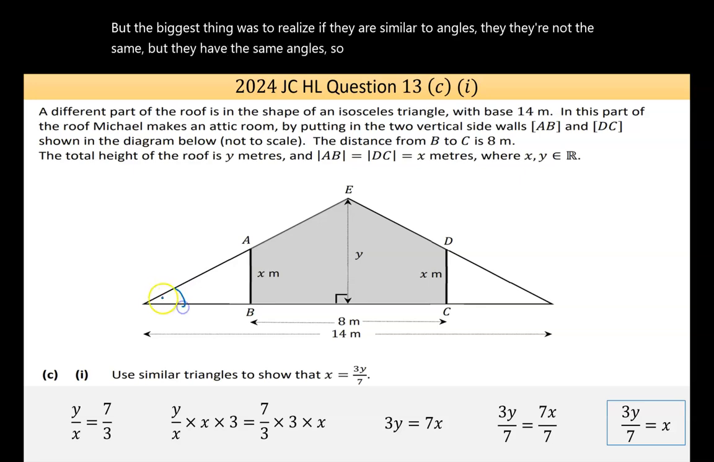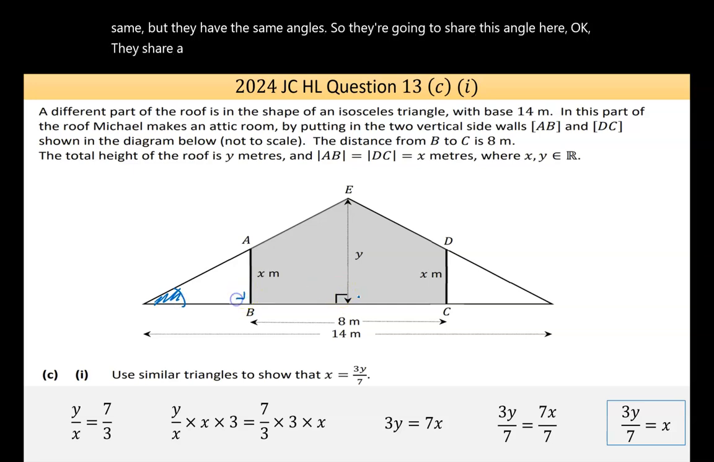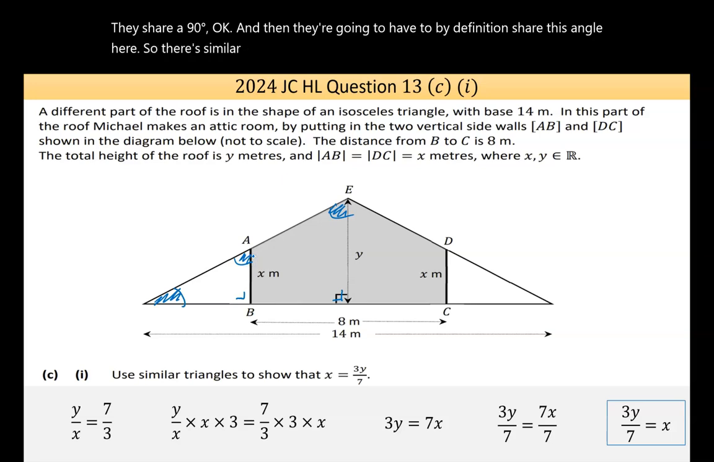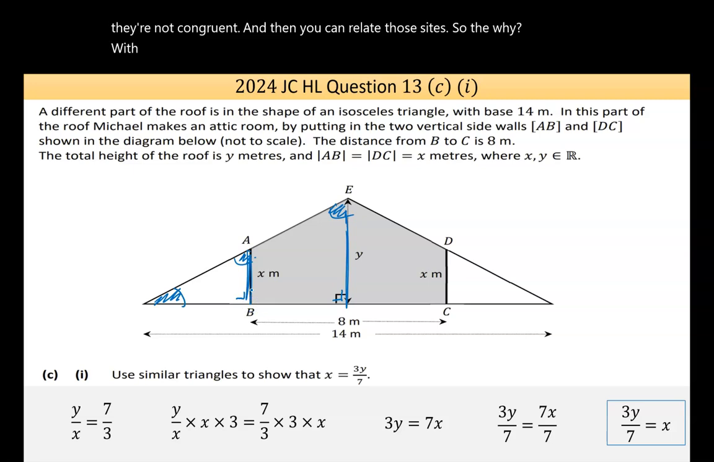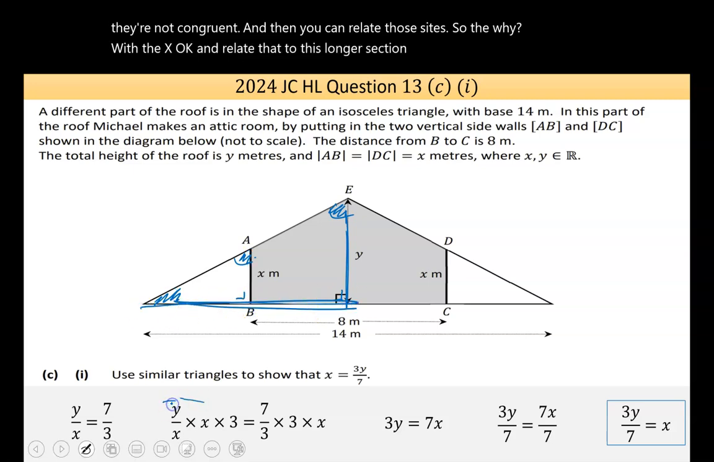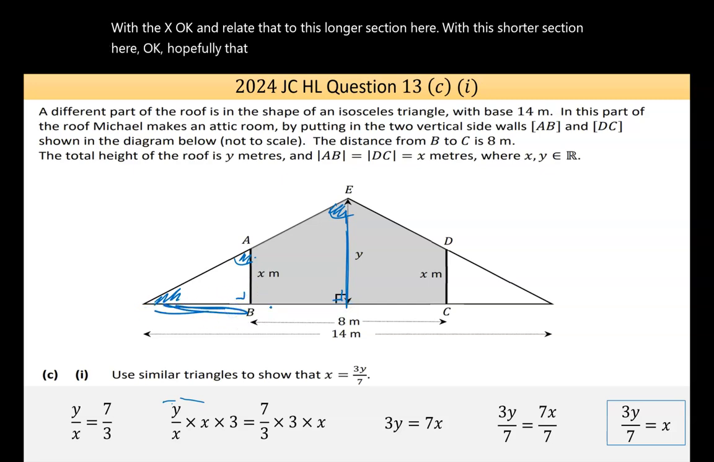So they're going to share this angle here. Okay, they share a 90 degree. Okay, and then they're going to have to, by definition, share this angle here. So they're similar triangles, but their sides are of different lengths, which is why they're not congruent. And then you can relate those sides. So the y with the x, and relate that to this longer section here with this shorter section here. Okay, hopefully that comes across on the video.